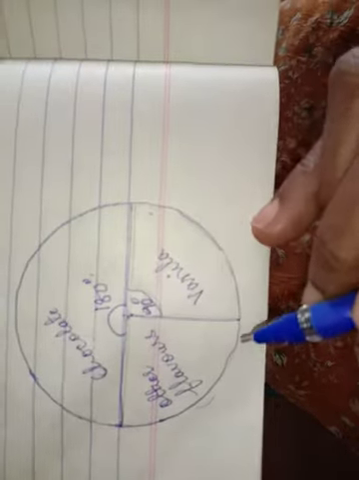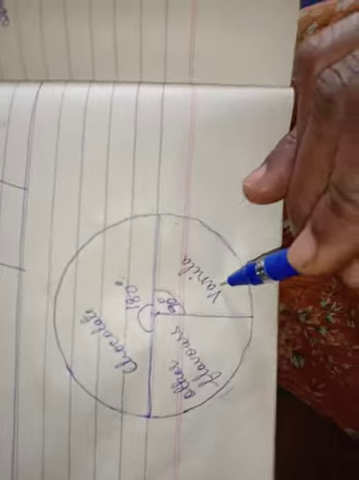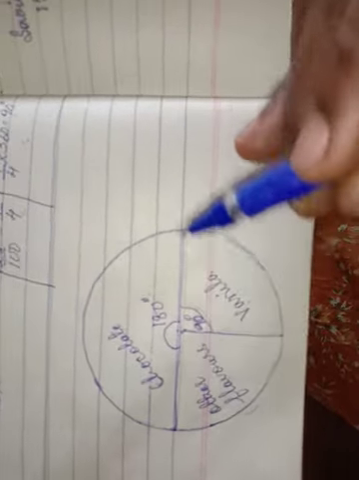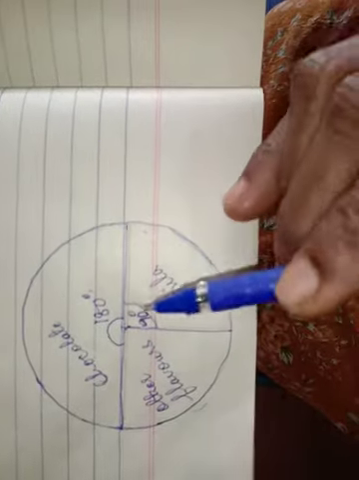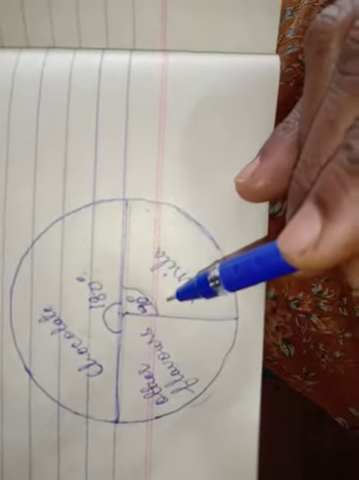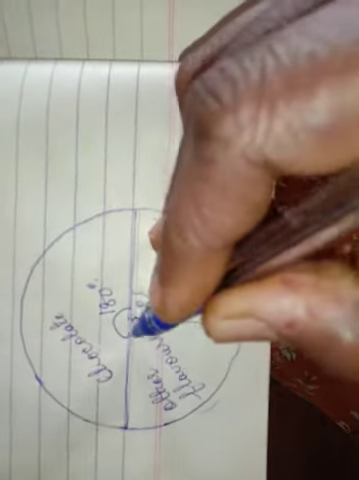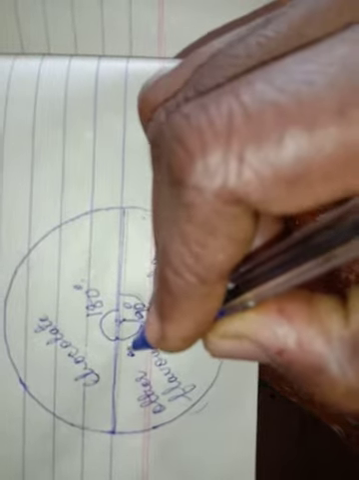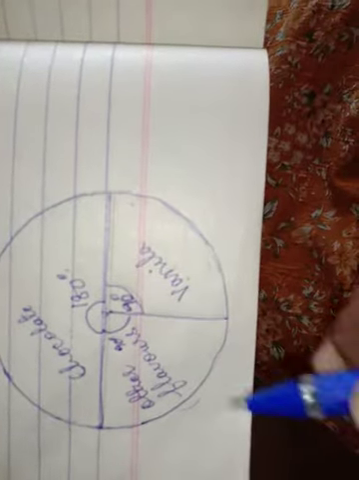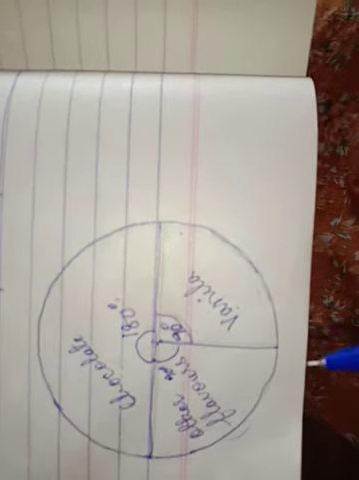Next is vanilla, 25%. 25% gives you 90 degrees. Keep the protractor like this and measure, so you will get 90 degrees here. Similarly, the next is the other flavors, same thing, 90 degrees. So measure 90 degrees and you will get the other flavors. This is how you have to draw a circle graph or pie chart.